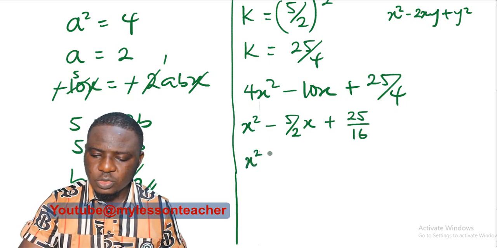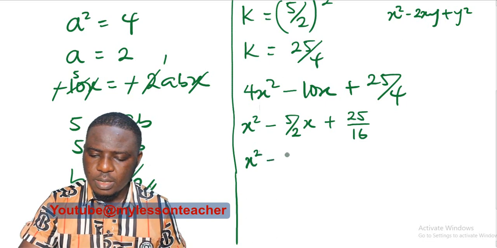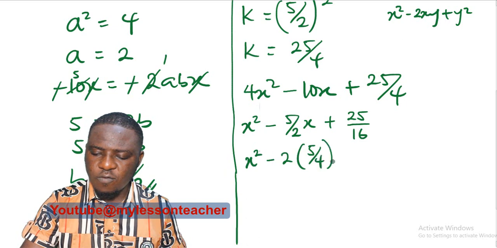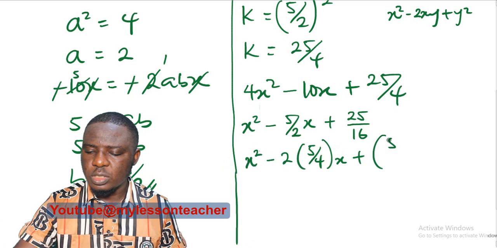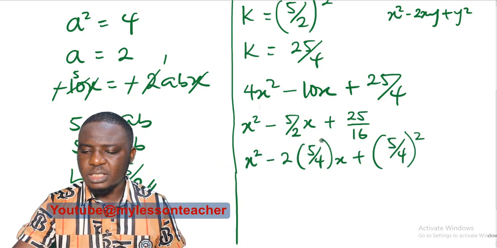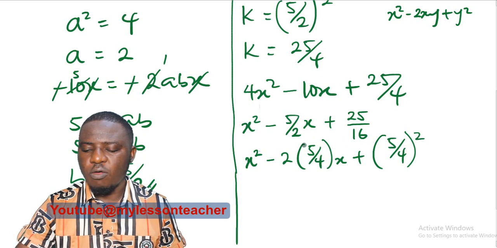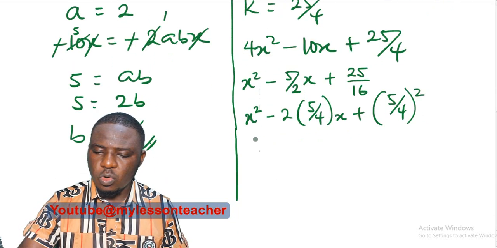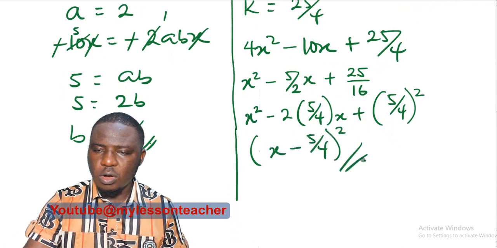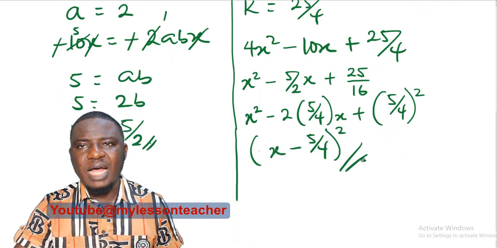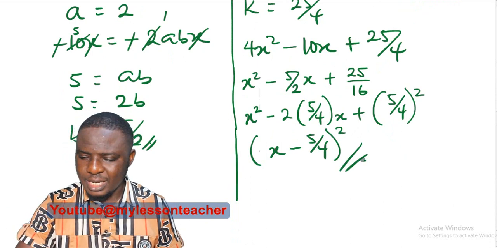So this becomes x squared minus 2 into bracket 5 over 4. I have to factorize out 2 plus 5 over 4 all squared. I have to write this as a multiple of 5 over 4. So this, when factorized, gives us x minus 5 over 4 all squared. So that's our answer to question number 19.